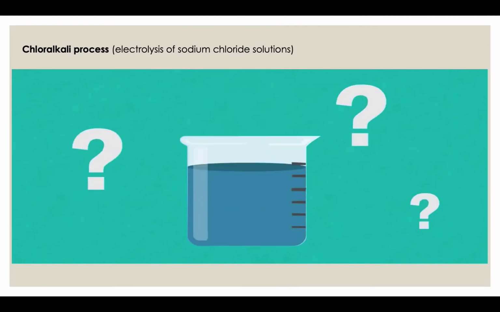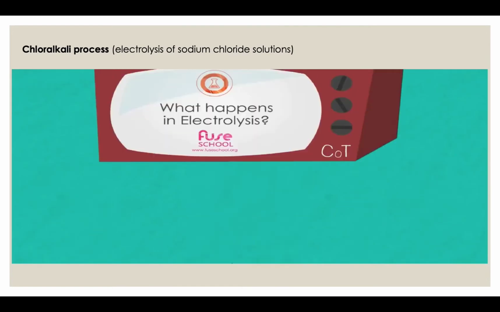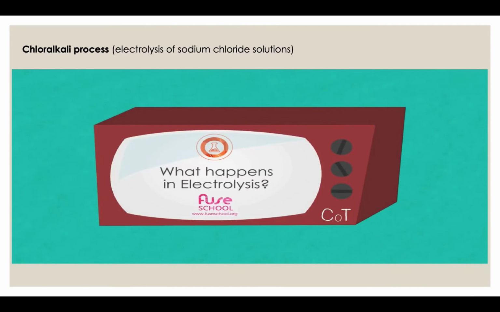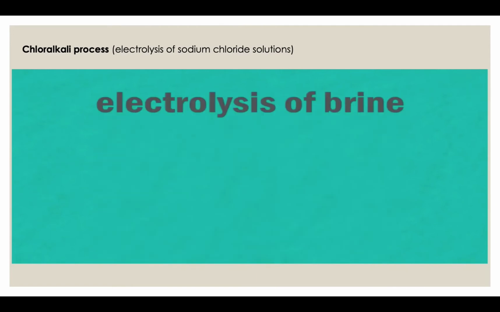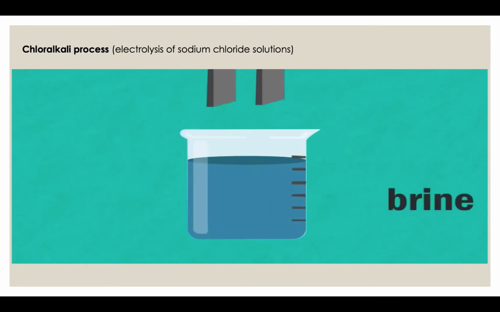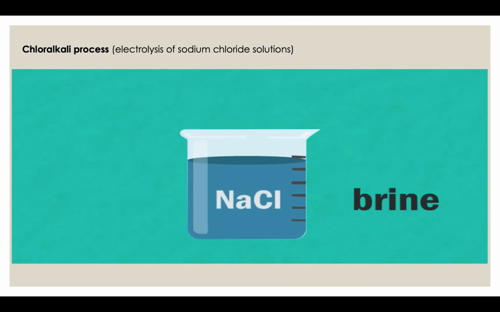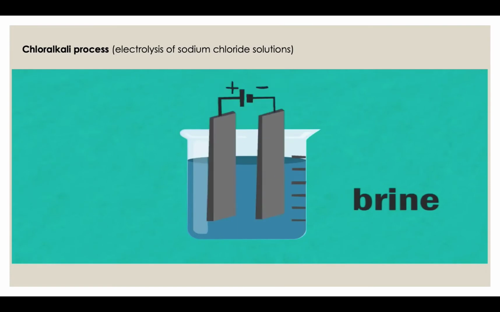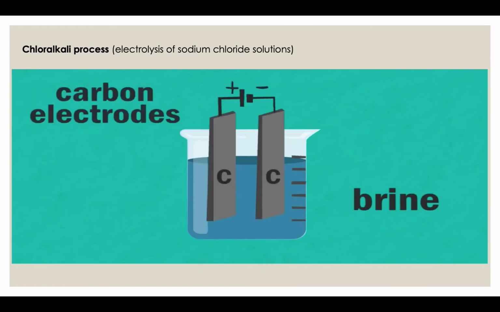This lesson looks at what happens when brine undergoes electrolysis. You may need to look at our lesson, what happens in electrolysis, before going any further. The electrolysis of brine is an industrial process which is carried out on a large scale, but we can look at the process on a smaller scale in the laboratory. Brine is a saturated solution of sodium chloride. We don't want the electrodes to become part of this reaction, and so we use carbon electrodes.